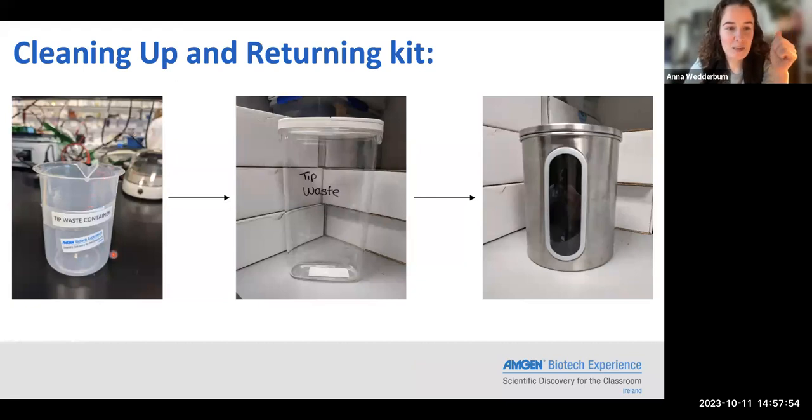When the students are using the tips, they put them into the beakers. At the end of the class, empty all these beakers into this tip waste container that we give you in your kit. And then when you get back to the remote centre, so if you're in Laois, Monaghan or Drumcondra, there will be a metal container like this. So then empty this big tip waste container into this even bigger tip waste container.